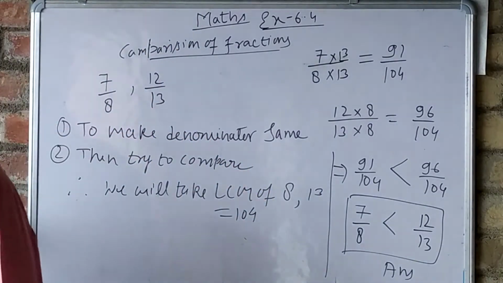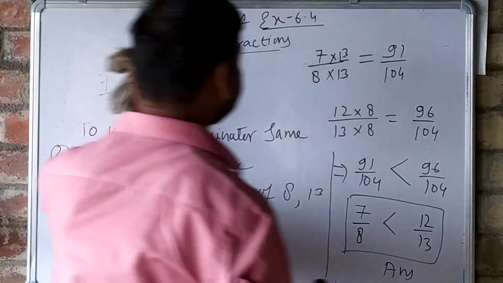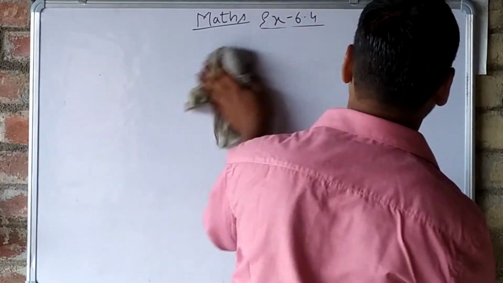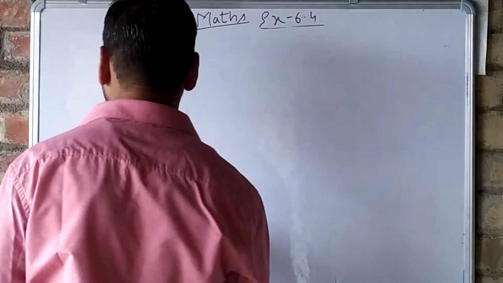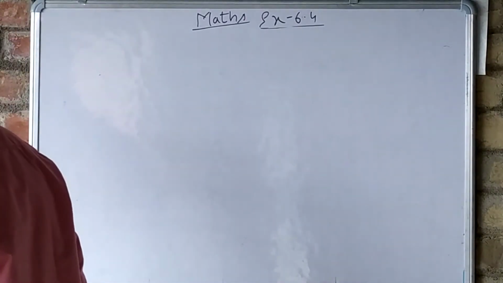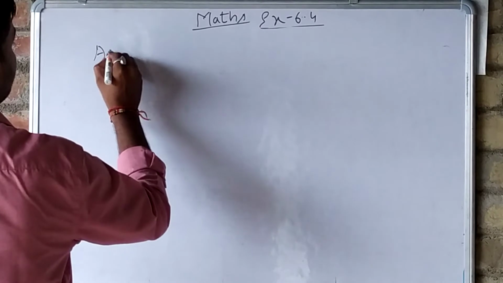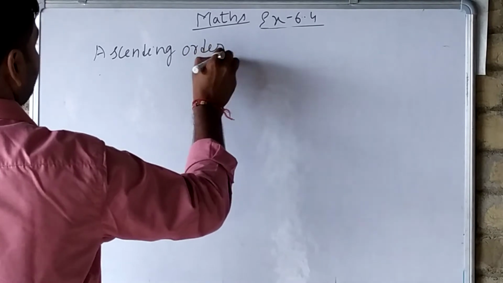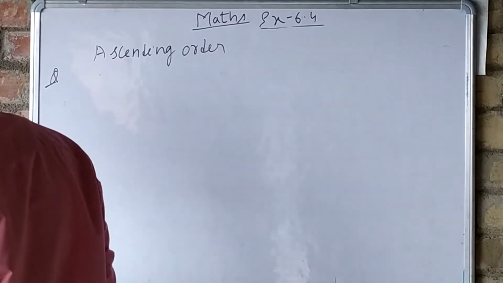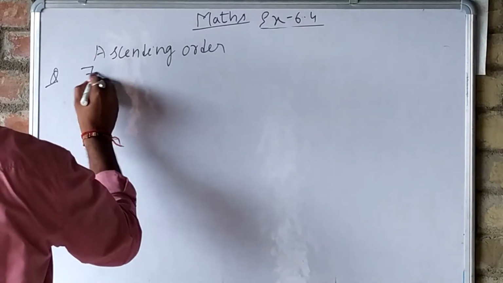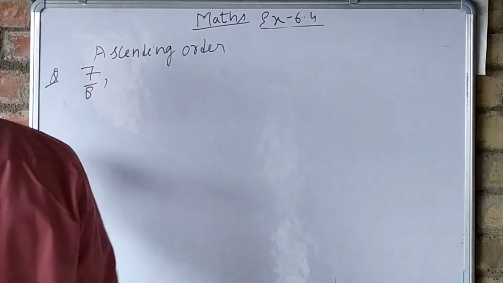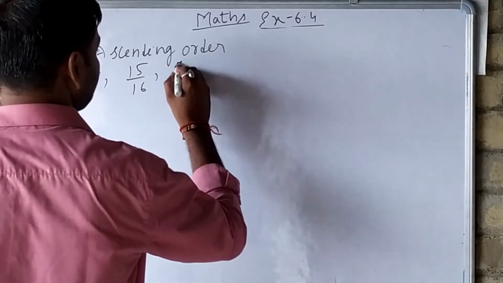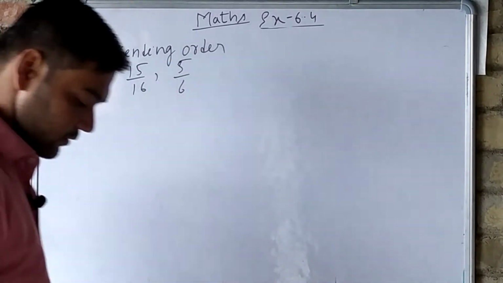Now what we have to do is arrange in ascending and descending order. So see here, one case of ascending order we will take. And the question is 7 upon 8, 15 upon 16, and 5 upon 6. This question I have taken from exercise 6.4.